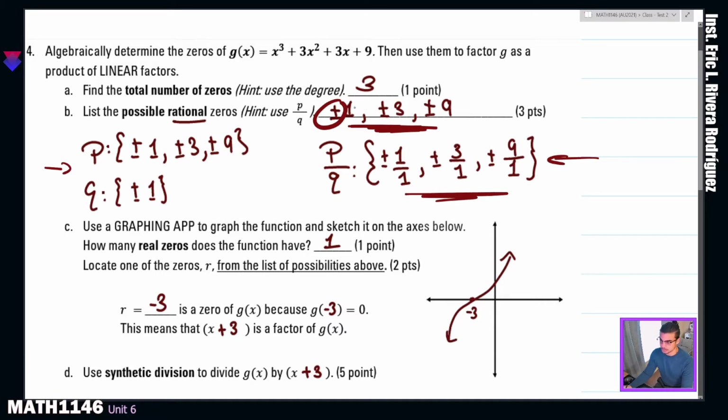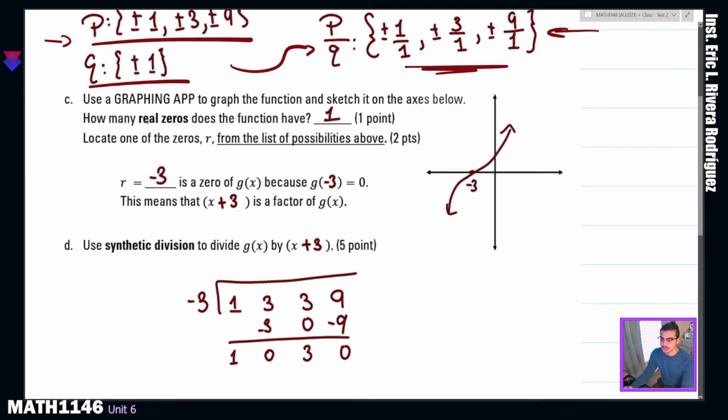So positive and negative 1, 3, and 9. You need to show me how you got those numbers. Something like this is going to be enough, where you show all the factors for the constant term, the constant value, and all the factors for the leading coefficient, and then the combination, right?